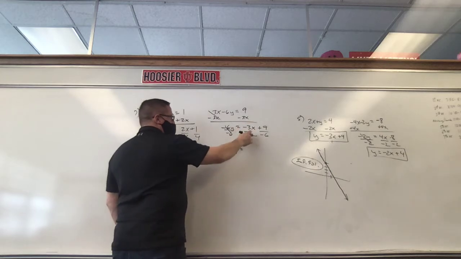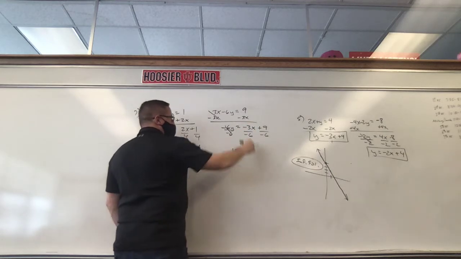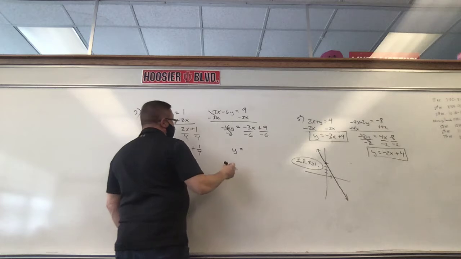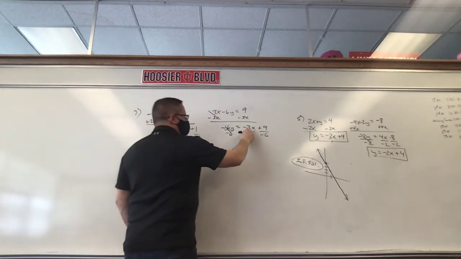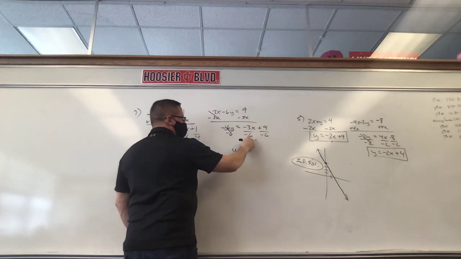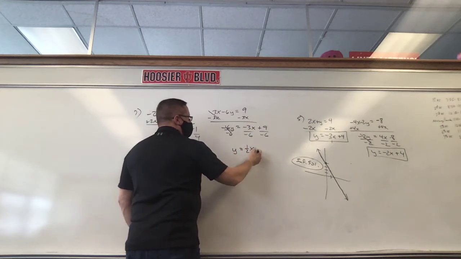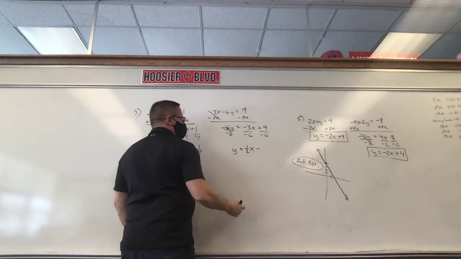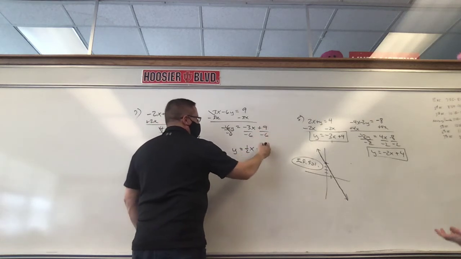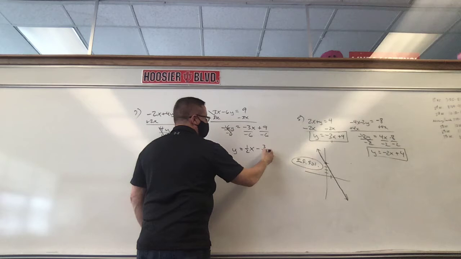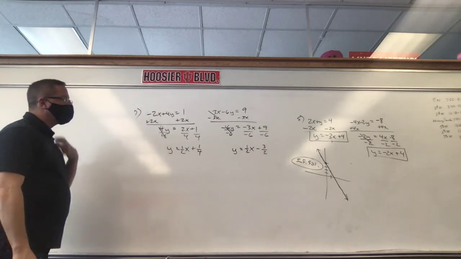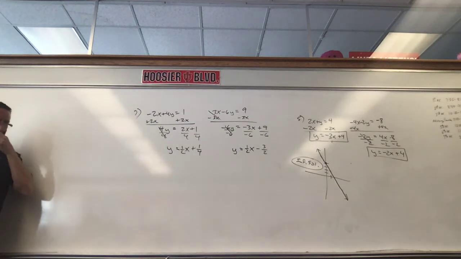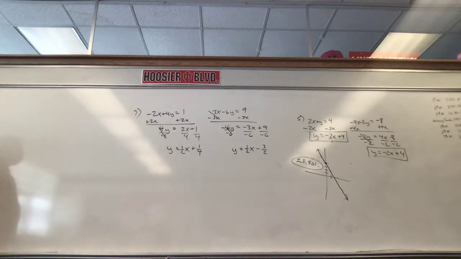What goes into 3 and 6? 3 does. 3 goes into 3 once and into 6 twice. What goes into 9 and 6? 3 goes into 9 3 times and into 6 2 times. I'm not sure which question is which.